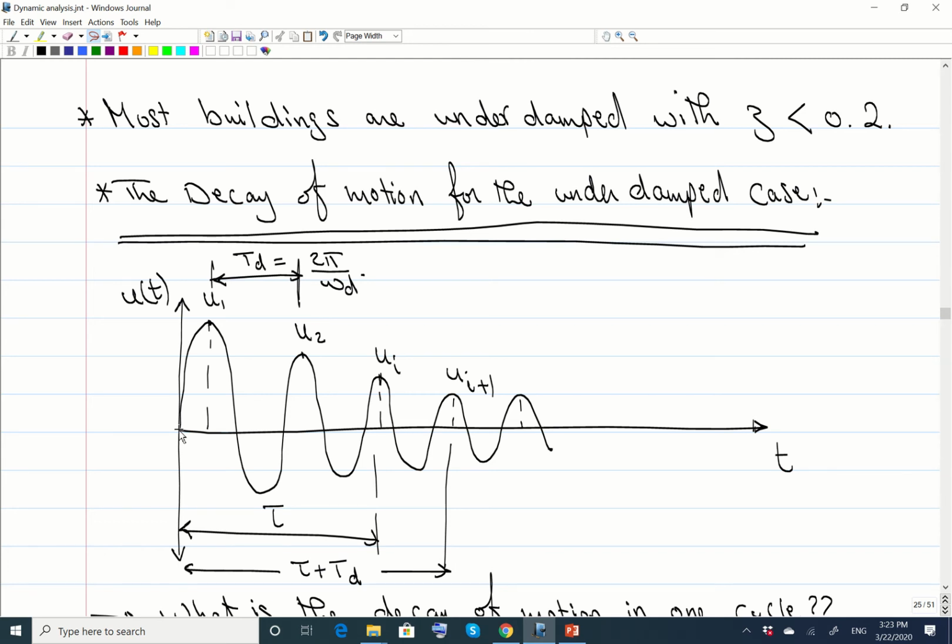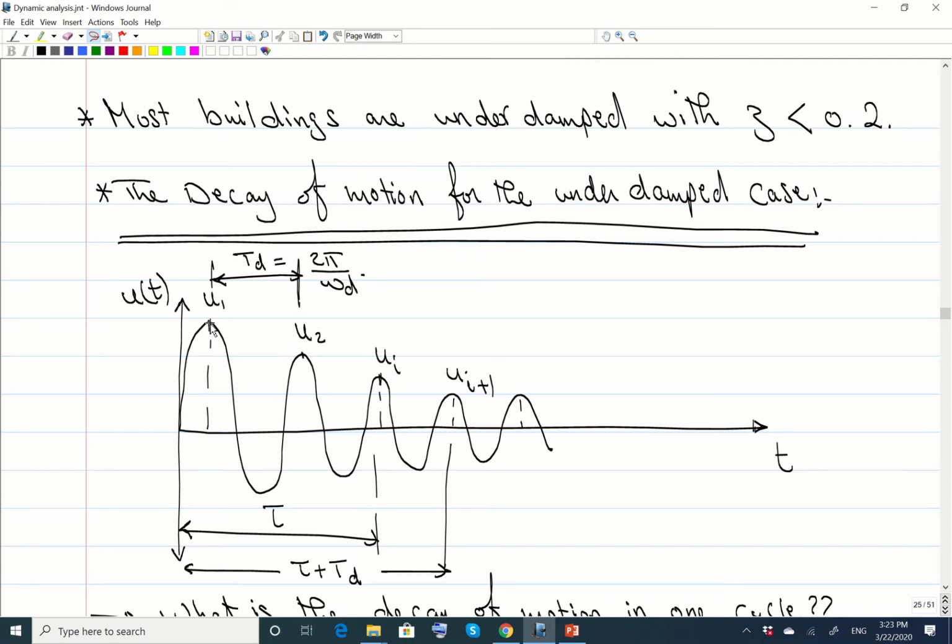Most structures are under damped structures. For under damped free vibration, the structure will oscillate with a decaying oscillation like this. What we want to discuss now is how much is the decay from one cycle to another. So here you have a complete cycle from here all the way to here.